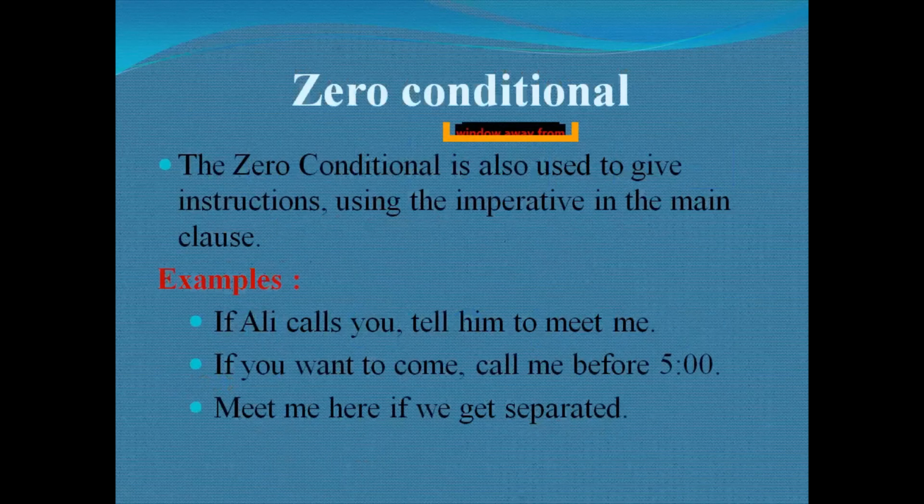The zero conditional is also used to give instructions, using the imperative in the main clause. For example, if Ali calls you, tell him to meet me. We use such sentences in our daily routine as well, when we have to give instructions or commands. So another important use of zero conditional is in imperatives. If you want to come, call me before 5 o'clock. Meet me here if we get separated. The examples are very common; we commonly use all such sentences. These are imperative sentences with conditions, right?